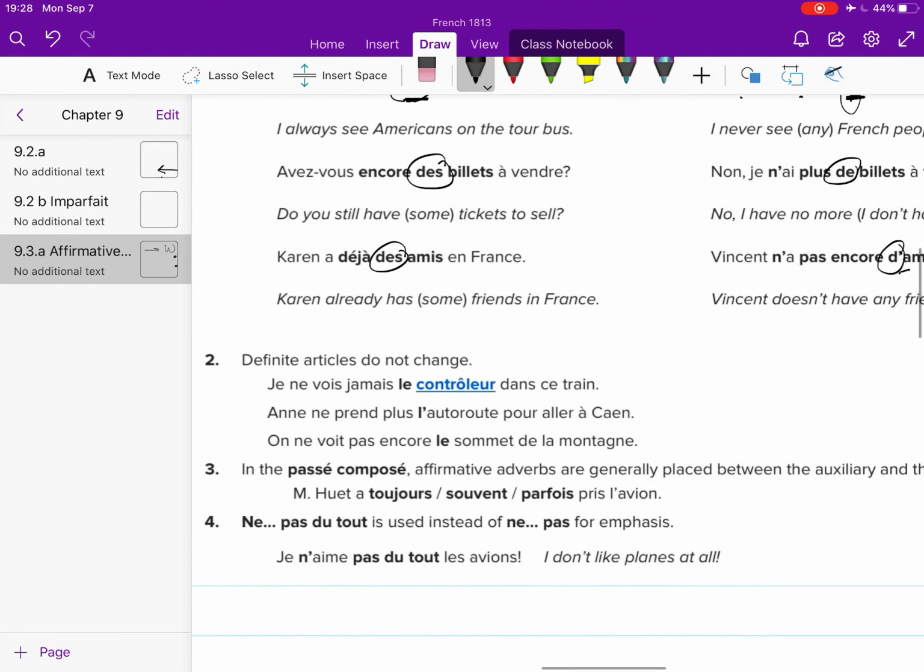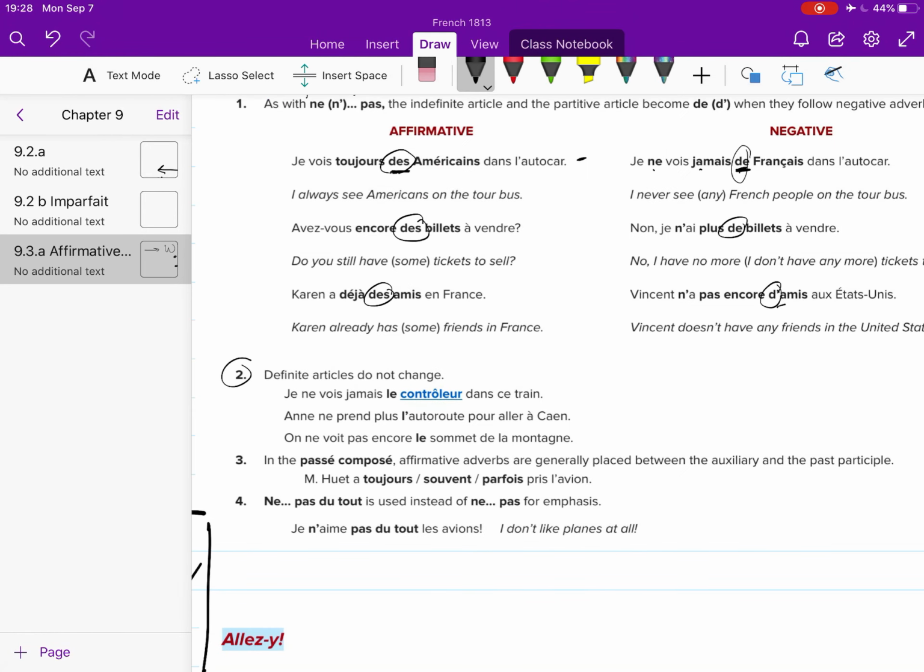All right. The definite articles, the le, la, les will not change, as you see in number 2 here. We've talked about the passé composé briefly, where they are generally placed between the auxiliary and the past participle. So I'll give you a quick example of that. Well, I guess you have one. Monsieur Huet a toujours pris l'avion.